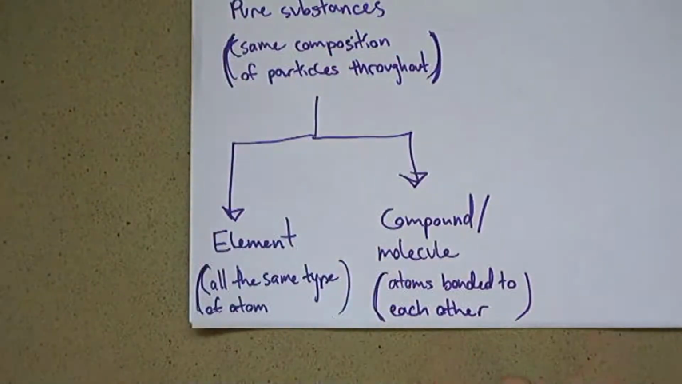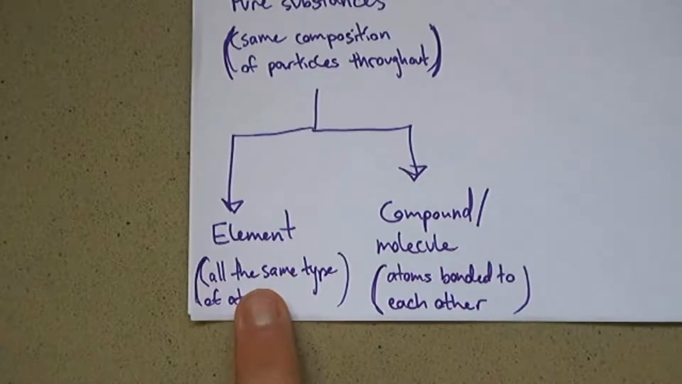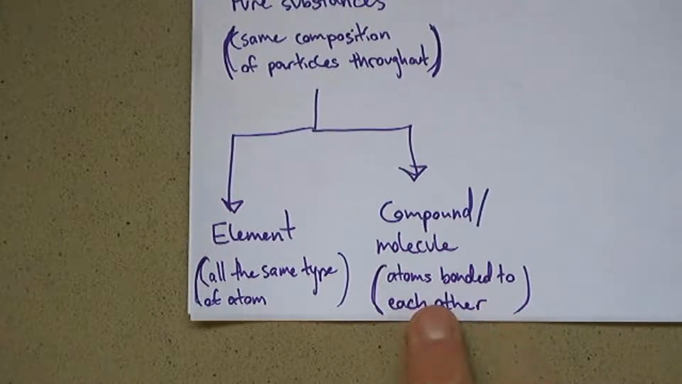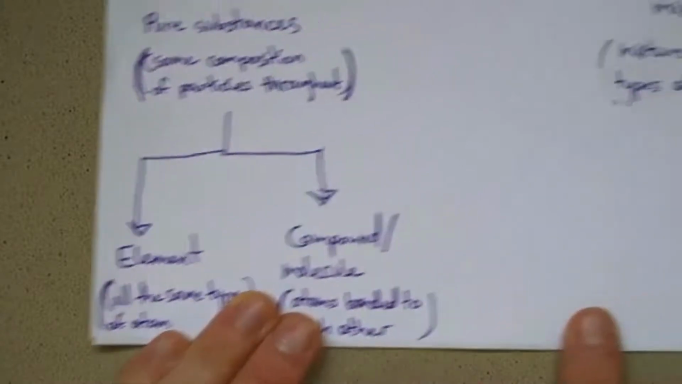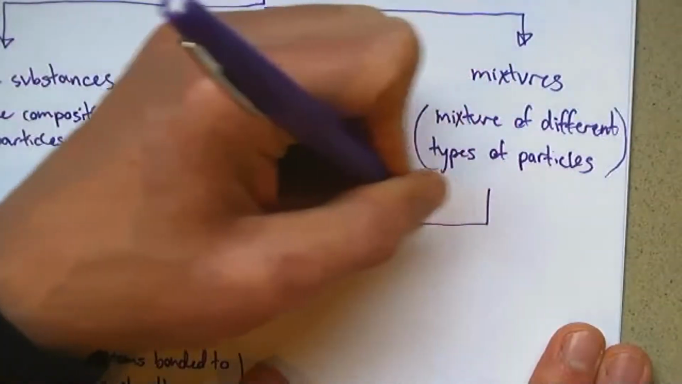So some good examples here would be oxygen, carbon, iron, right? Compounds or molecules could be things like NaCl, which is salt, or water, H2O, or sugar, C6H12O6. So anything like that.